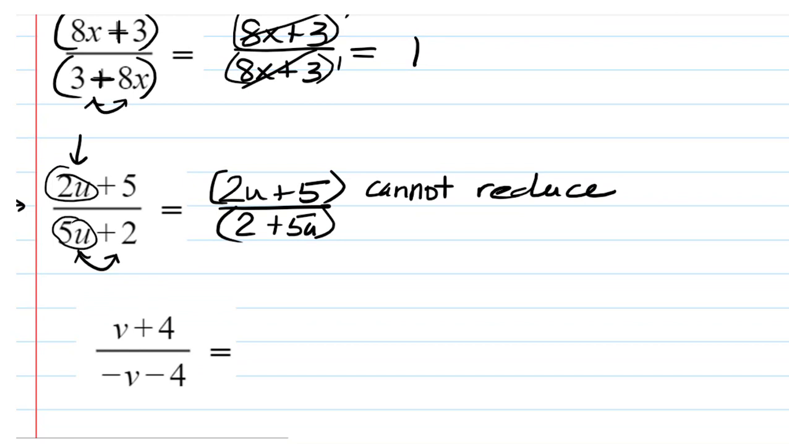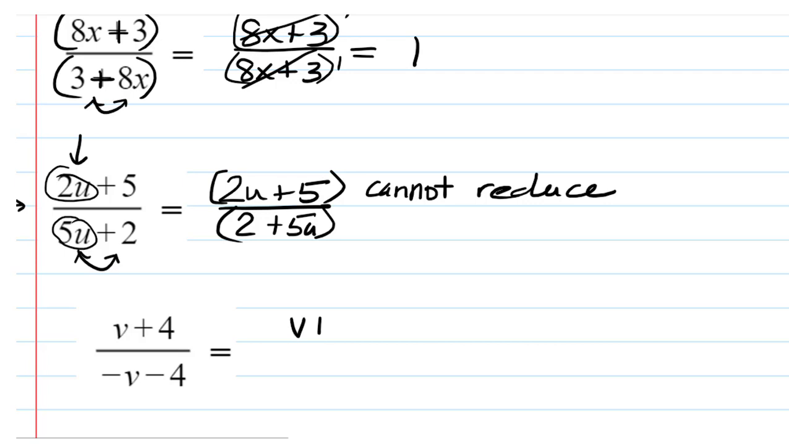All right, now let's look at this one. This is an interesting one. We have v plus 4 in the numerator, negative v minus 4 in the denominator. So at first it doesn't look like we can reduce, but remember I said that we can reduce opposites? Well, here's a perfect example of how that would work.